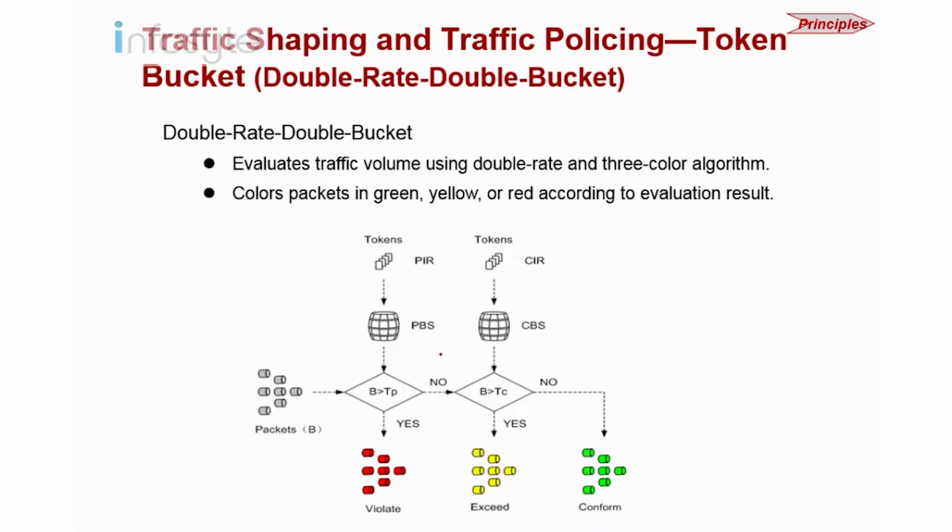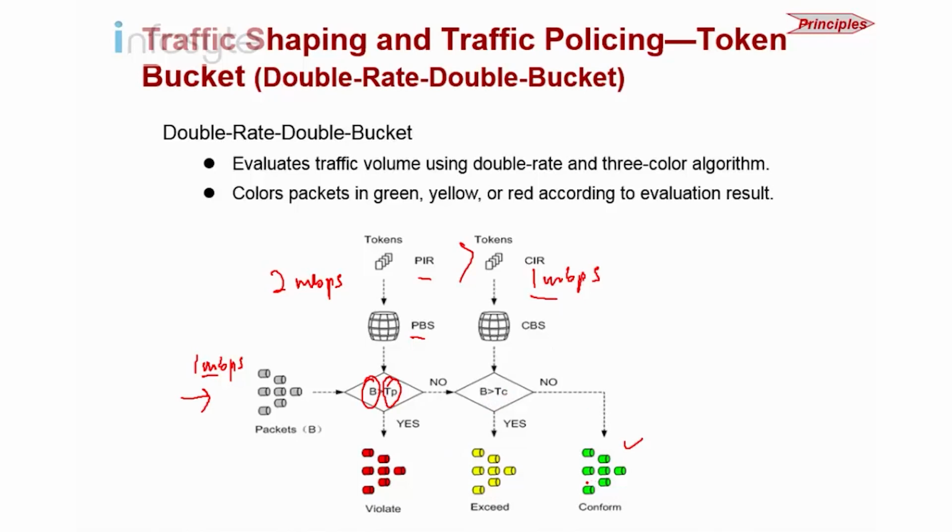Now let's have a look into this mechanism. So instead of a single rate, now I'm using dual rate. Now the PIR rate must be larger than your CIR rate. Okay, now let's say your PIR is 2 megabit per second and your CIR rate is 1 megabit per second. Now let's say the packet coming in is 1 megabit per second. The first thing that it will evaluate is whether your packet coming in is more than your PIR. No, because I'm using 1 megabit per second, so it is not violate. So is it exceed? No, it's exactly 1 megabit, so it's conform.